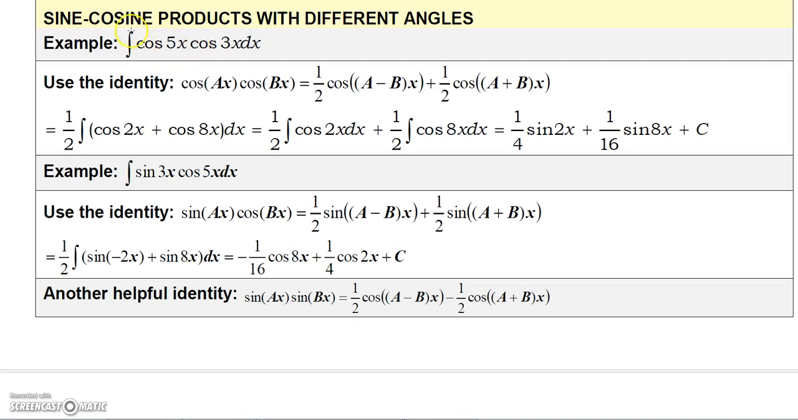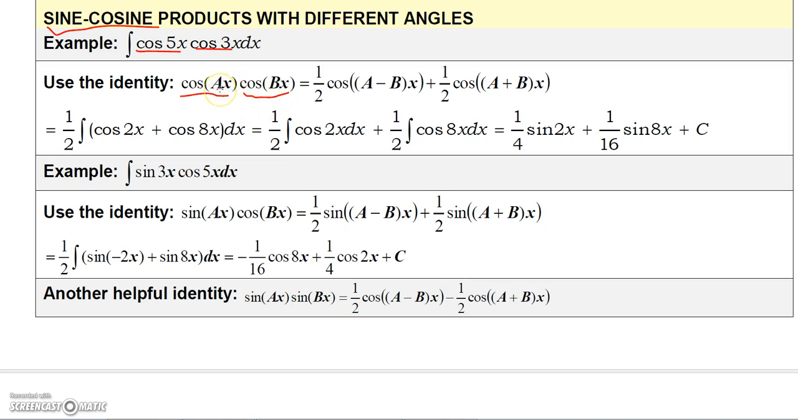Okay, this will be the last video I do on trigonometric integrals, but this video has to do with products of sine and cosines where the angles are different angles. So not necessarily powers, but where you have, like maybe, cosine 5x times cosine 3x. There's actually an identity for when you have cosine of ax times cosine of bx. So the identity goes something like this.